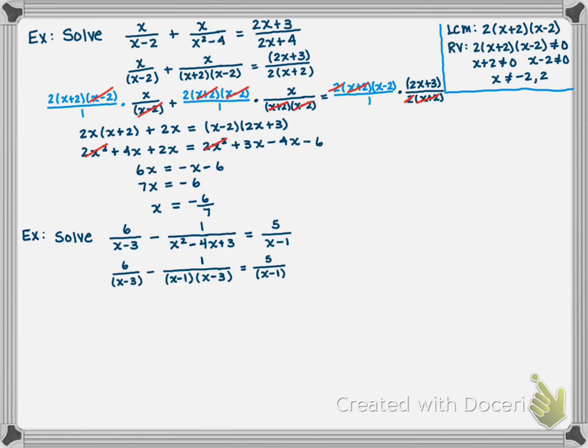Okay, so then we're going to clear fractions, or our LCM is x minus 1 times x minus 3. What are our restricted values? Yep. 1 and 3. So then we'll clear fractions. We have x minus 1 times x minus 3. Remember, multiplying everything by the same thing, right? We're not trying to change the denominators. We're trying to get rid of them.